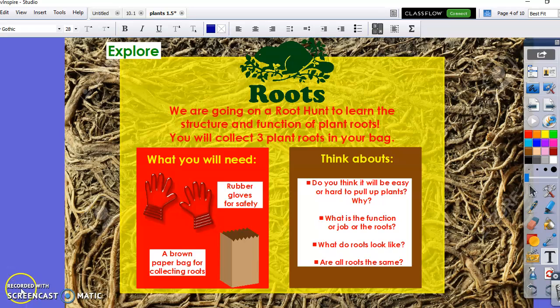When you get back, I want you to take a look and make some observations. What did the roots look like? Did they all look the same? What do you think the job or the function of those roots are?